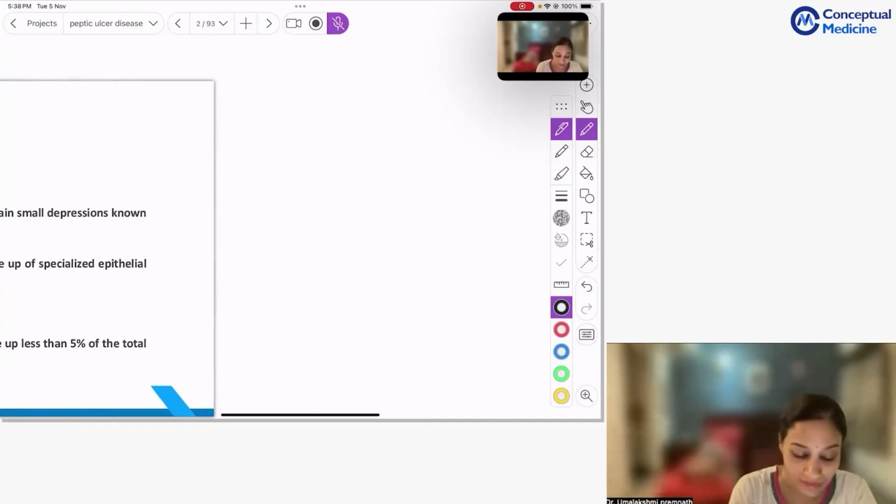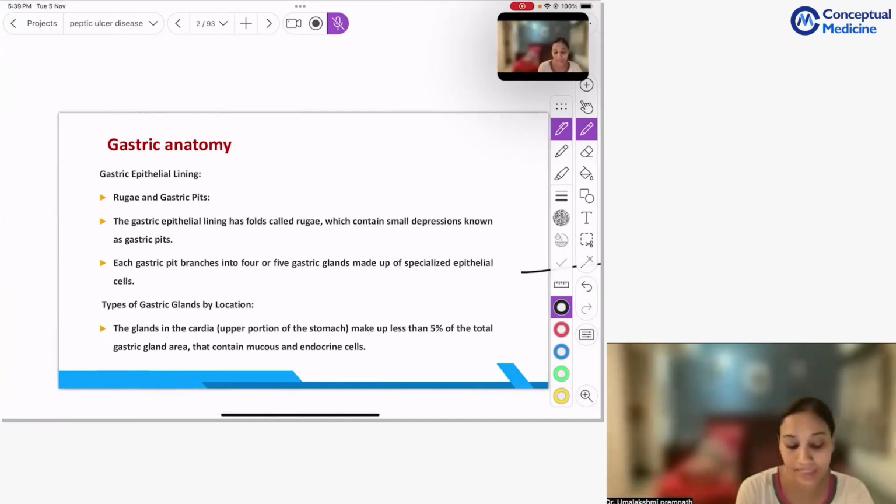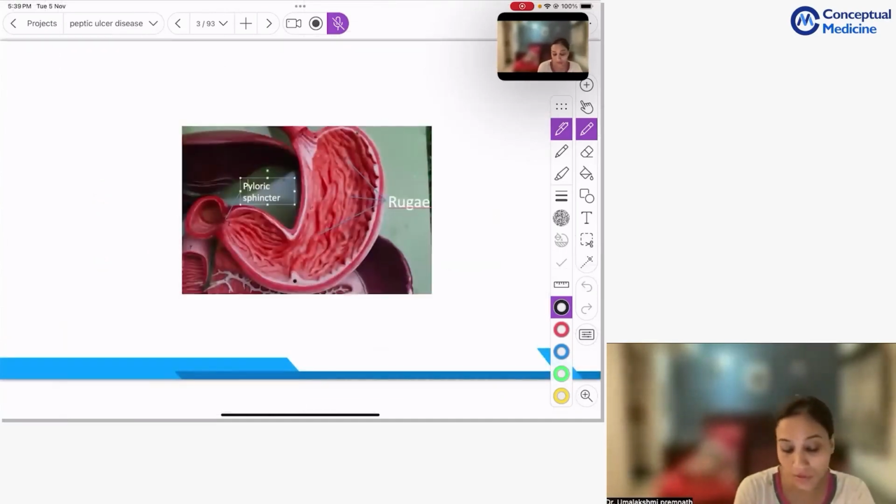So the gastric epithelial lining, which means, yeah, this is your stomach. First you have the esophagus through the OG junction. These are the gastric rugae, which you can see. This is the body. This identified part is the cardia of the stomach. This is your fundus. You have your body here. This is your incisura, your antrum, and this is your pyloric sphincter.